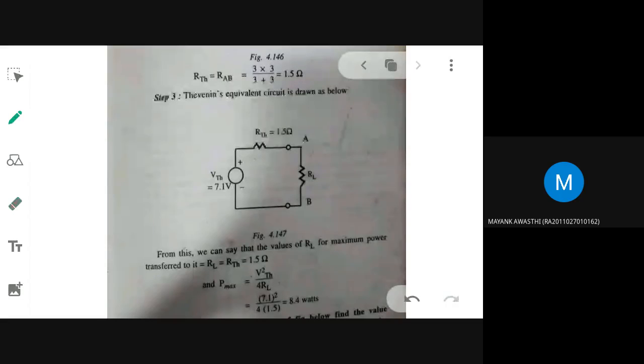7.1, the whole square divided by 4 into 1.5. How are all telling different answers? I'm getting 8.4. 8.4 only, no, ma'am? Yes. Why are people telling the wrong answer? Yes, ma'am, 8.4. You did some wrong substitution. Okay, 8.4 watts. Okay, that is the answer.